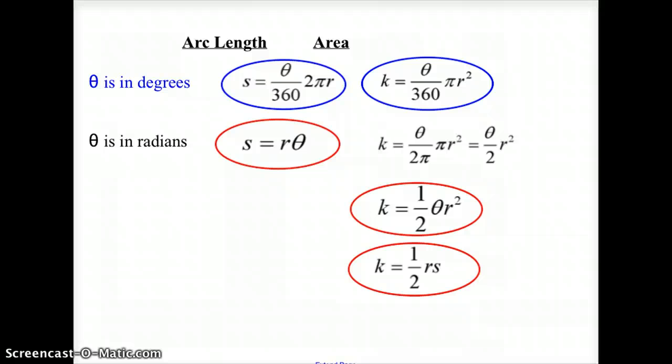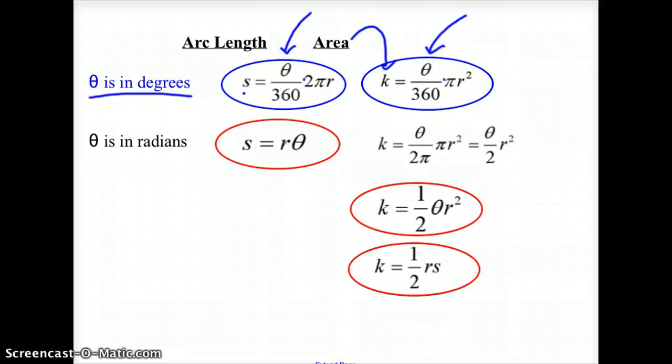If theta is in degrees, I can take my degrees out of 360, because there are 360 degrees per circle, times the circumference 2 pi r, and it will give me the fraction of the circle, which we call arc length. If I take my degrees out of 360 again and multiply by pi r squared, the area of a circle, it gives me a portion of the area of that circle. And for area this time, we are going to use K to represent area.